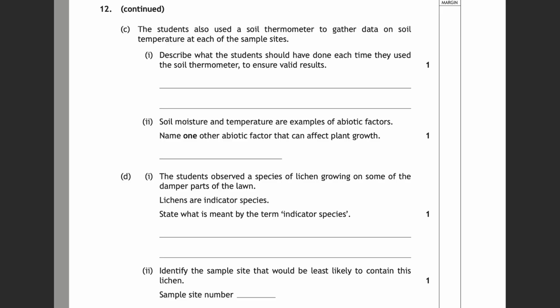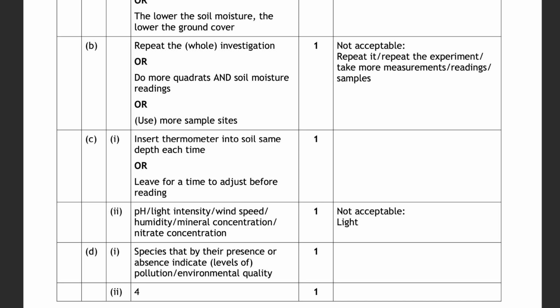Next one. The students observe a species of lichen growing in some of the damper parts of the lawn. Lichens are indicator species. State what is meant by the term indicator species. That's just define indicator species. So we're looking for a species that by their presence or absence indicate levels of pollution or environmental quality. Don't forget the absence. A lot of people forget that one. Just say a species by presence tells you things. No. Presence or absence. That'll get the indicator species one.